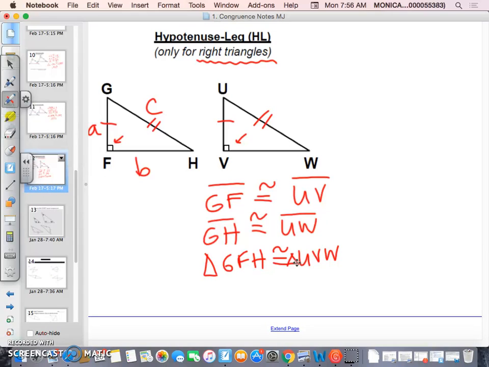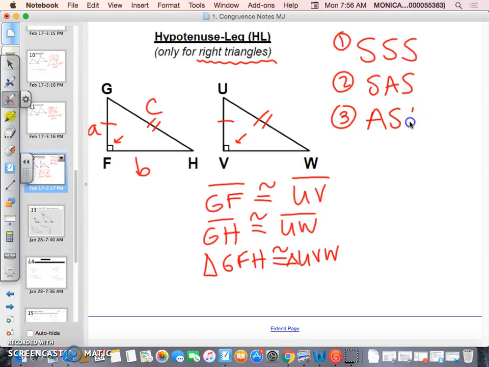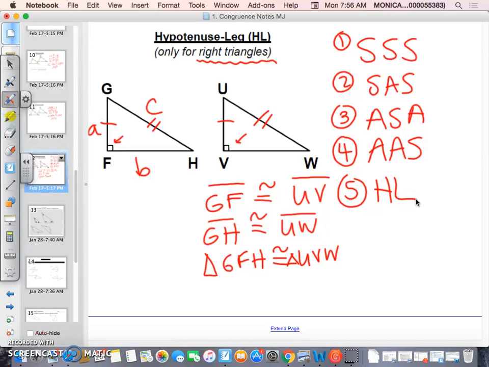5 types of proofs. Please remember there's side, side, side is 1. The second one is side, angle, side. The third one is angle, side, angle. The fourth one is angle, angle, side. There is no angle, side, side. Ha, ha, ha, because that would be inappropriate. And then the fifth one is the one we're on, which we call the hypotenuse leg theorem, HL. Again, there is no angle, side, side. That's not one of our proofs.